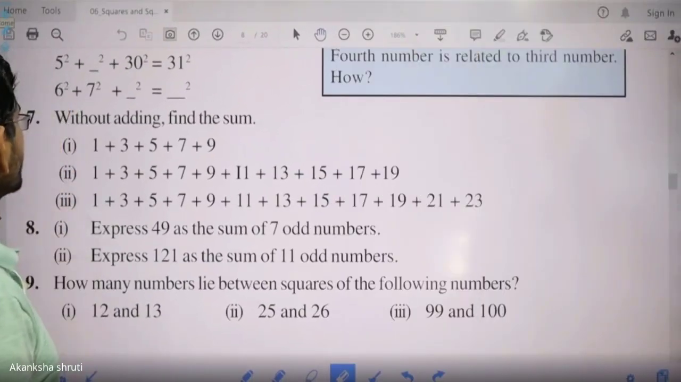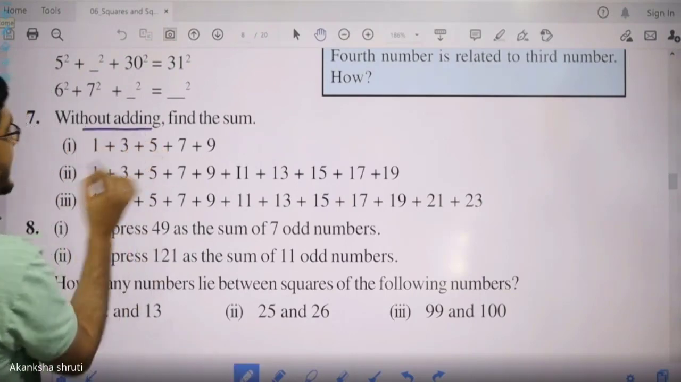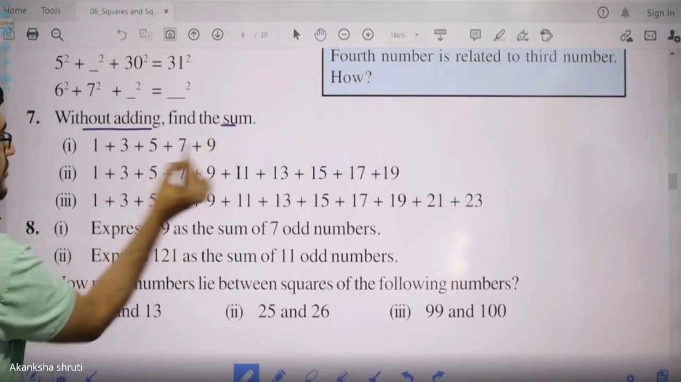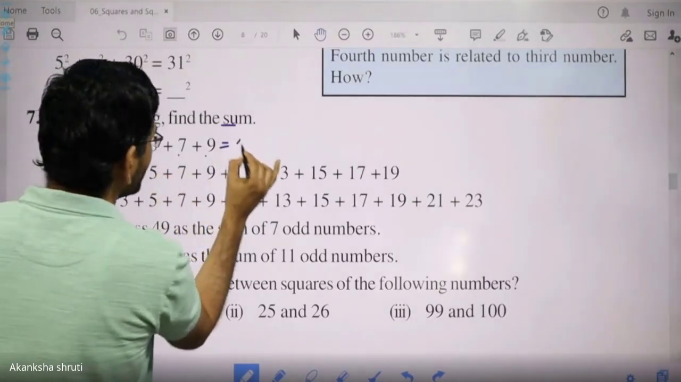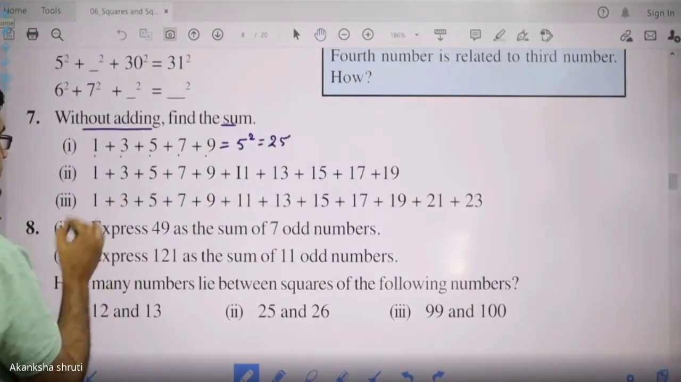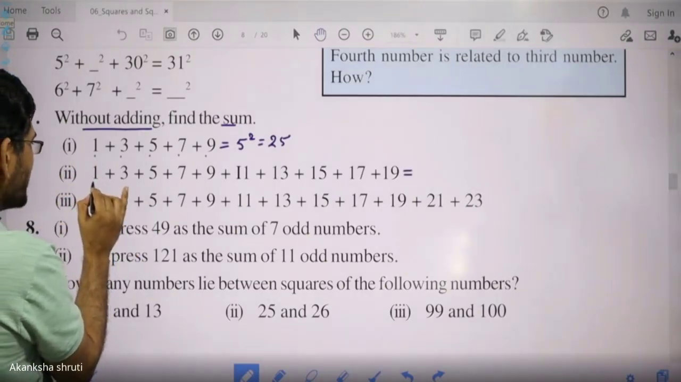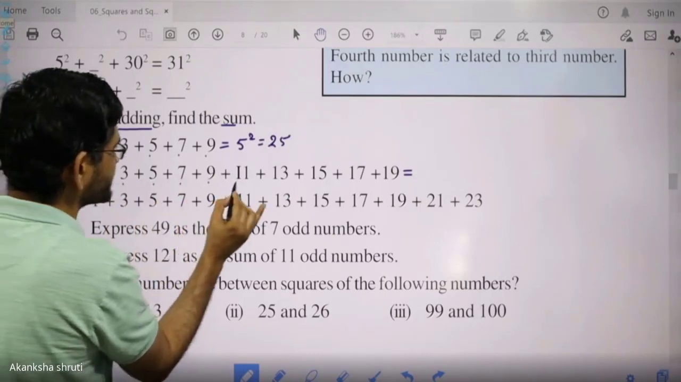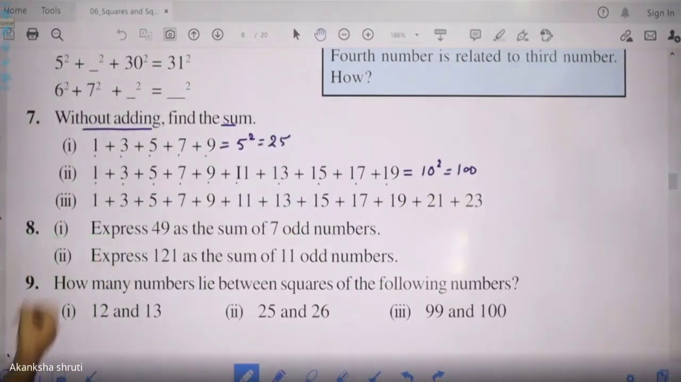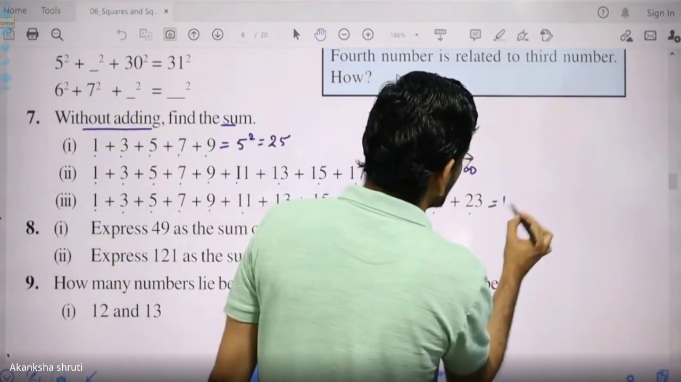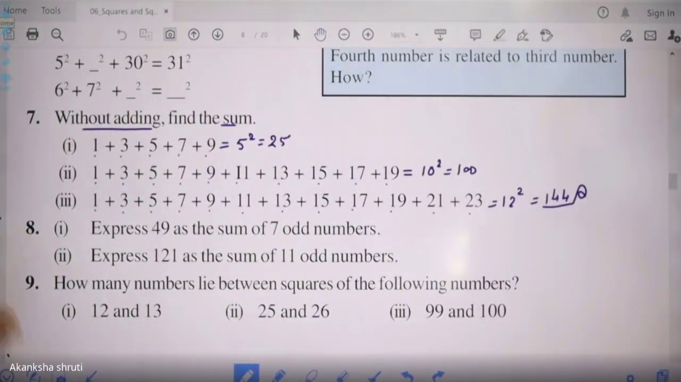Let us consider question number 7. Here, without adding, we have to find the sum. So what will be the sum here? Count it: 1, 2, 3, 4, 5. It will be 5a square. Let us do the second part of question number 7. Just count: 1, 2, 3, 4, 5, 6, 7, 8, 9, 10. It will be 10a square. Students, the third part will be 12a square. It is 144.